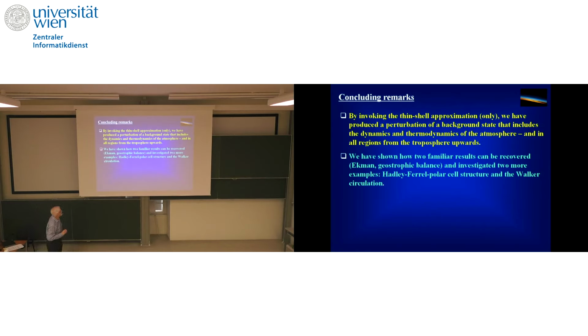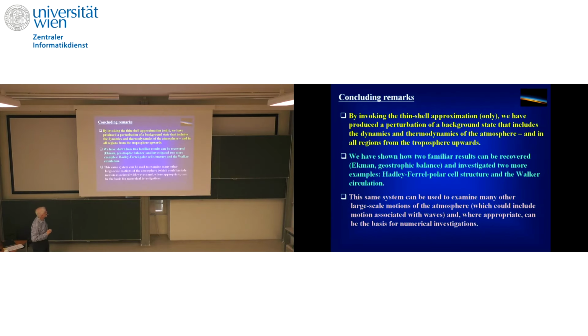We can obviously recover familiar results, and we've begun to hint at slightly more sophisticated results, Ferrel and Walker circulation. I claim that we can look at many other appropriate, large-scale motions of the atmosphere. And as I said way at the beginning, we're beginning to look now at the time dependence in this problem, so we can incorporate waves. And my suggestion would be that the perturbation equations that we've got, with suitable forcing and all the generality you want to put in, will be ripe for numerical analysis. And there is just one thing more.